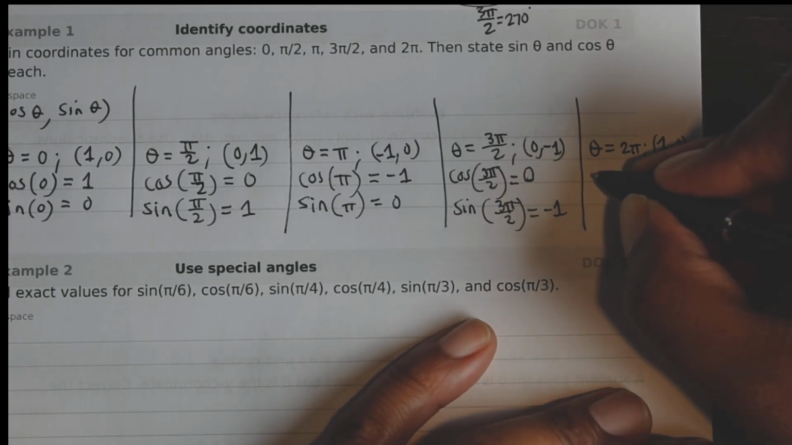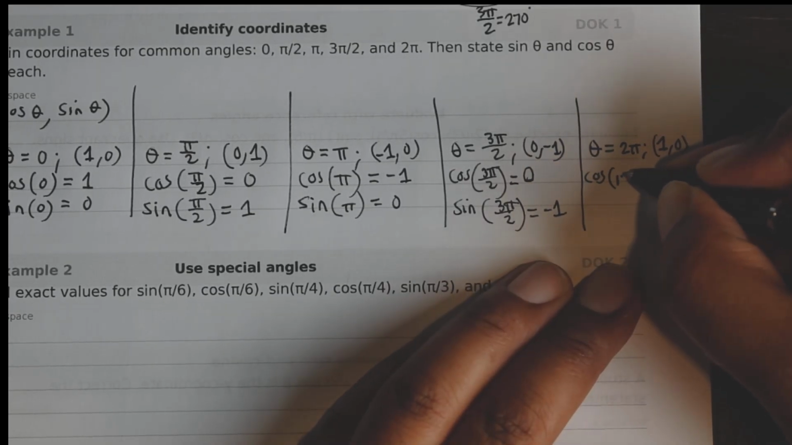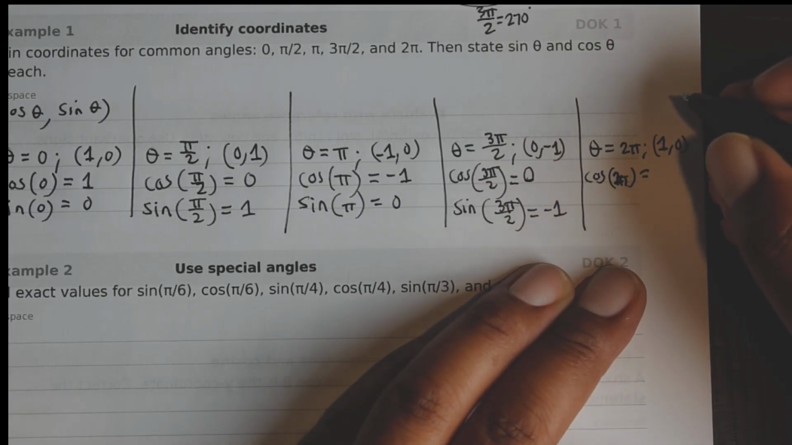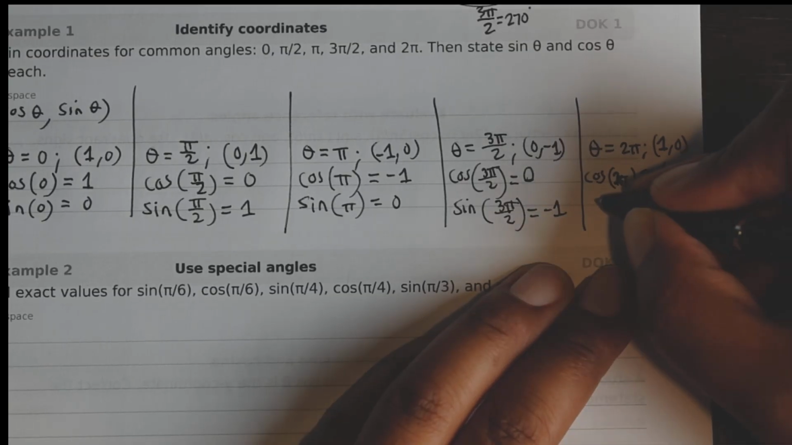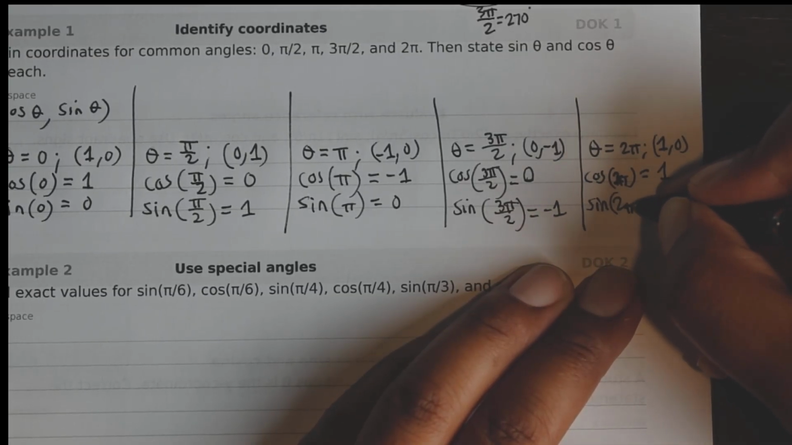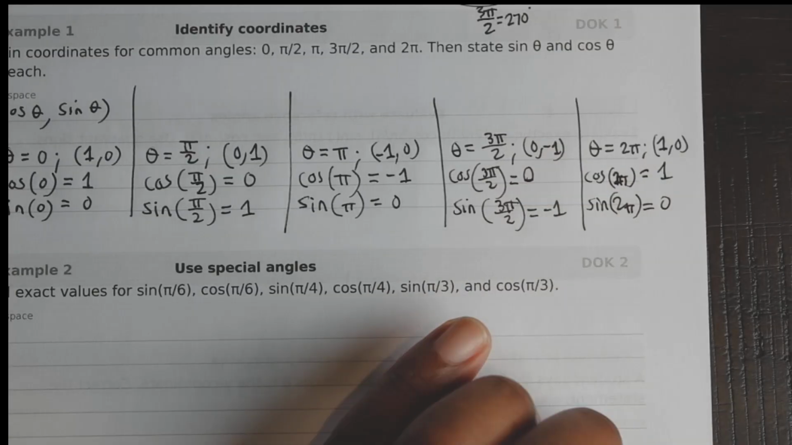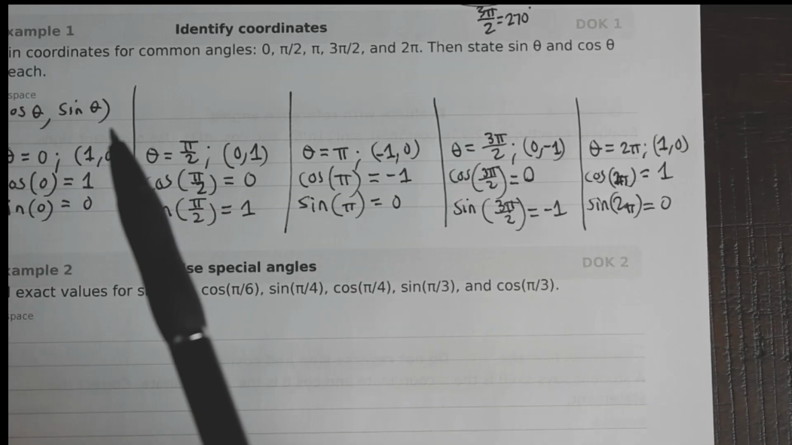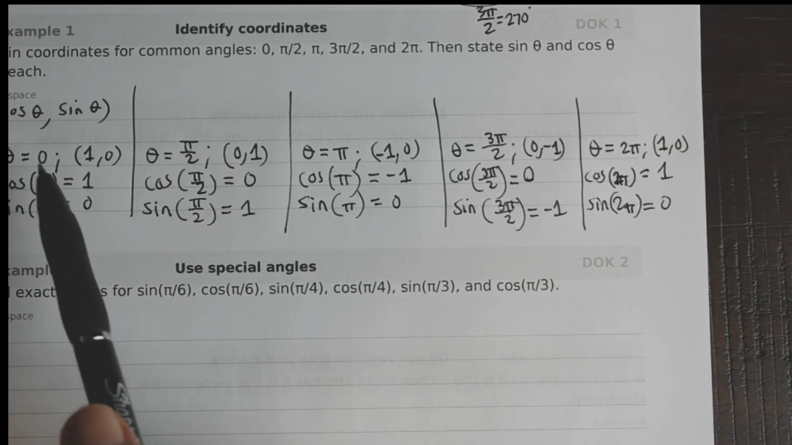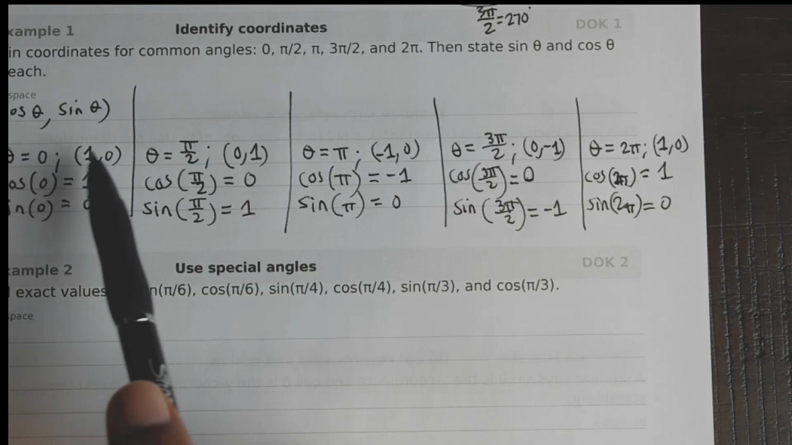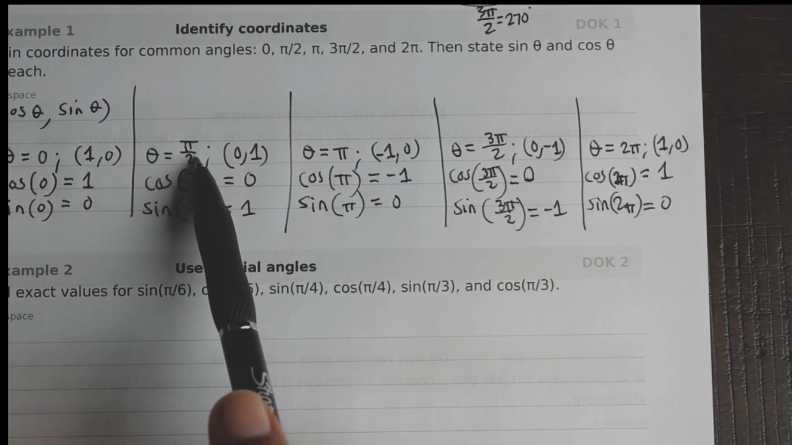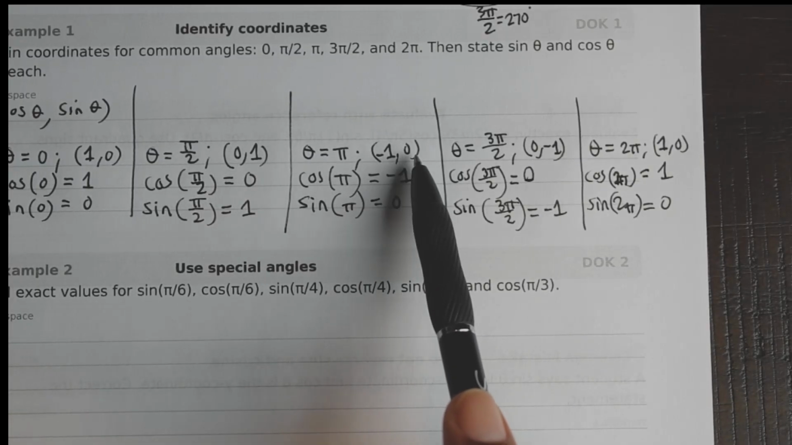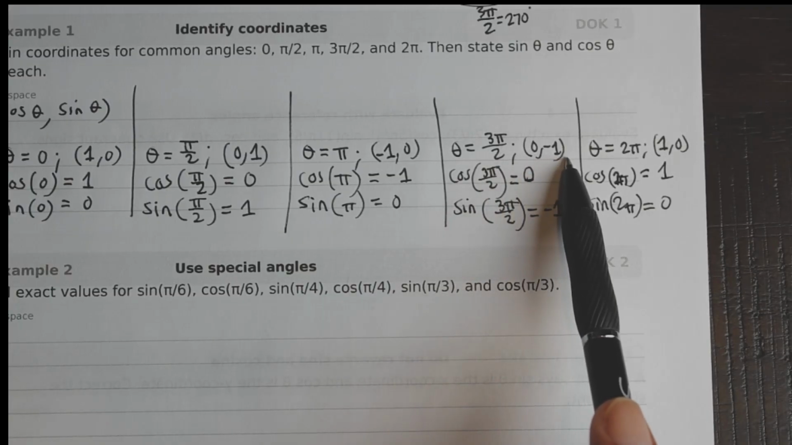And the cosine of 2 pi is equal to 1, and the sine of 2 pi is equal to 0. Okay. So again, from 0, we would get (1, 0). From pi over 2, we would get (0, 1). From pi, we would get (-1, 0). 3 pi over 2, (0, -1).